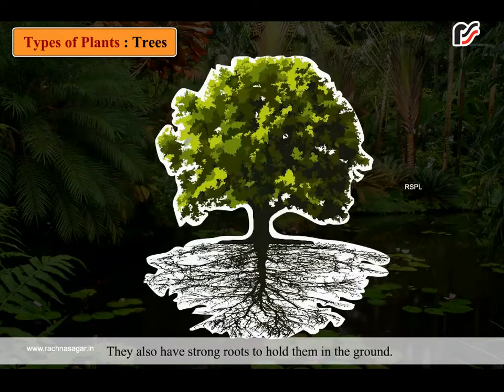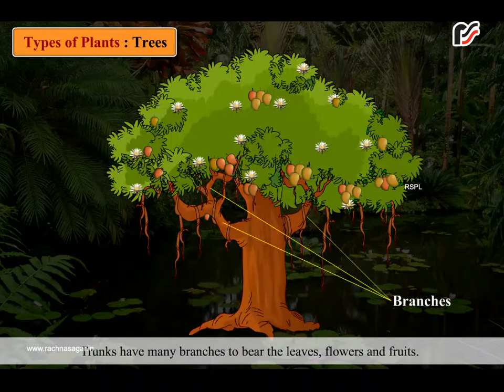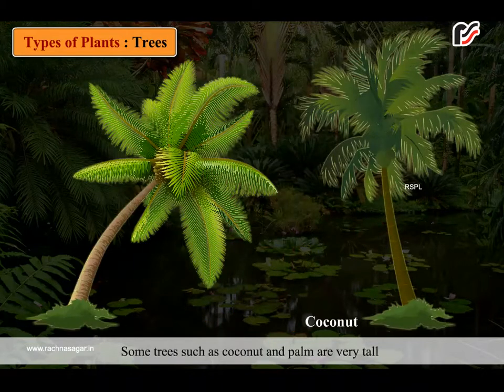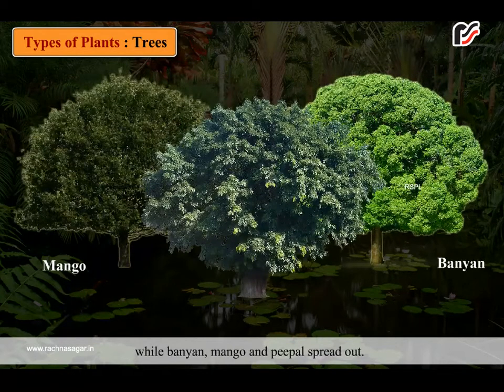They also have strong roots to hold them in the ground. Trunks have many branches to bear the leaves, flowers and fruits. They live for many years. Some trees such as coconut and palm are very tall, while banyan, mango and peepal spread out.